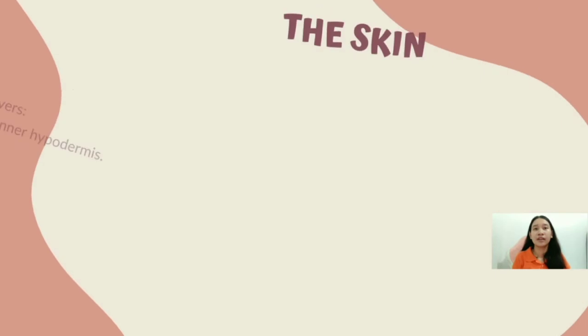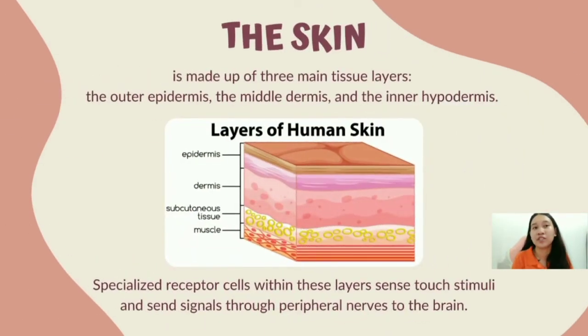The skin is made up of 3 main tissue layers: the outer epidermis, the middle dermis, and the inner hypodermis. These specialized receptor cells within these layers sense touch stimuli and send signals through peripheral nerves to the brain. These receptors are small in size, but they collect very accurate information when touched.